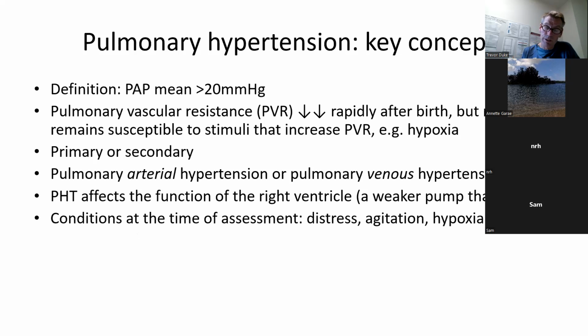The right ventricle is usually weaker than the left ventricle. It's usually thin-walled and usually smaller, and so it goes into failure more easily than the left ventricle, even with the same levels of pressure applied to it. Because the right ventricle is a weaker pump, you can often get right heart failure earlier than you otherwise would. And when you're examining these children with pulmonary hypertension, you have to be very careful not to distress them or upset them.